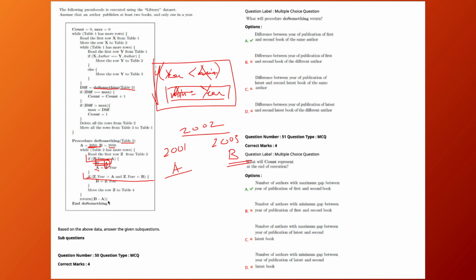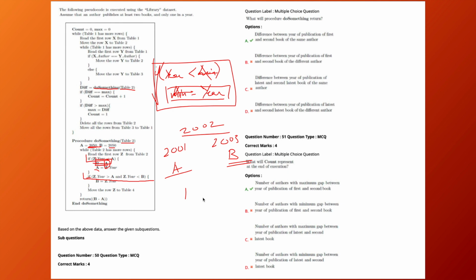And then you move that row to table 4. And then you return B minus A. So B minus A would basically give you the difference between the minimum year and the second minimum year, right? So if 2002 and 2003 were the two least years, in that case your B minus A would be 1, which means that there is a gap of 1 year.